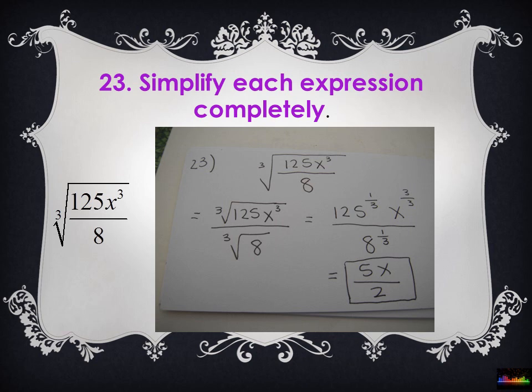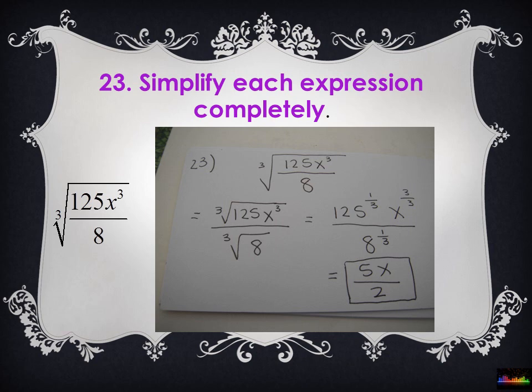For this one, we have the cube root of 125 x cubed all over 8. So you can actually separate our cube roots. We have cube root of 125 x cubed divided by the cube root of 8. And then from here, we can put it in rational exponent form. So 125 to the 1/3 times x to the 3/3. Remember, it's exponent over index. And then 8 to the 1/3.